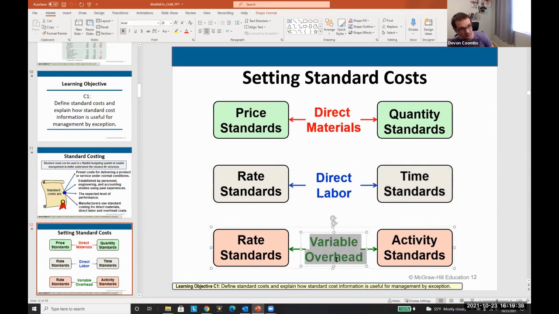And then variable overhead, rate. Did the cost of electricity go up, or are we using more electricity per product? That's all we're trying to break it out into. But we need to understand those variances to fix it.